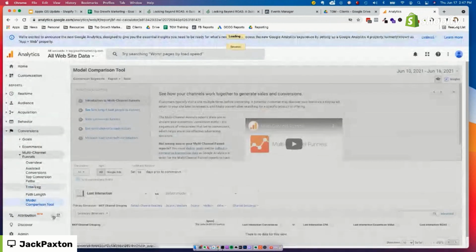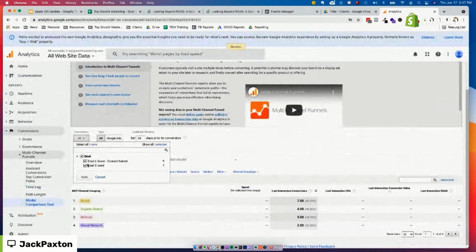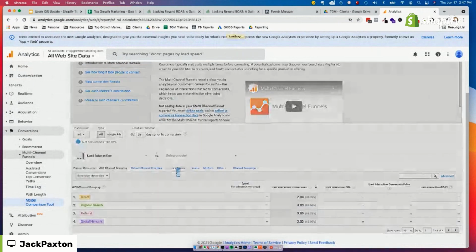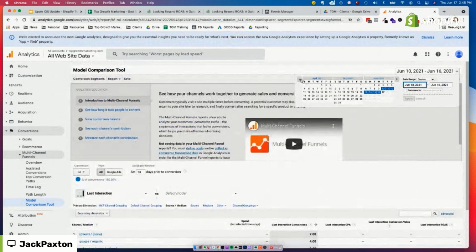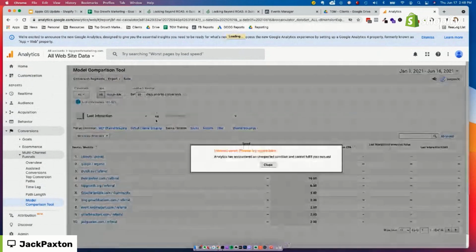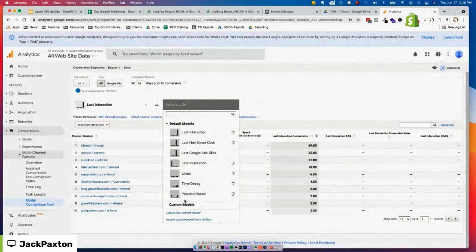Now, if you have e-commerce tracking set up, you will be able to see the actual transactions here, which will be your revenue. Or if you set up goals, you can do that as well. So let's take a look at this, and let's say from January, let's get a decent amount of data in here. And so now what you can take a look at is all of these different attribution models here.